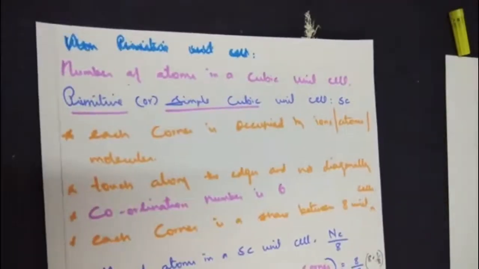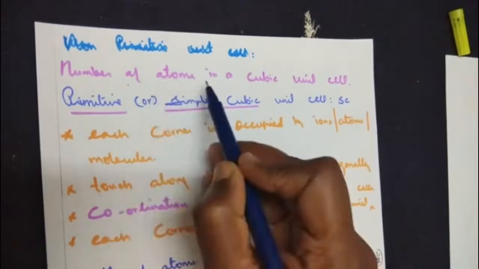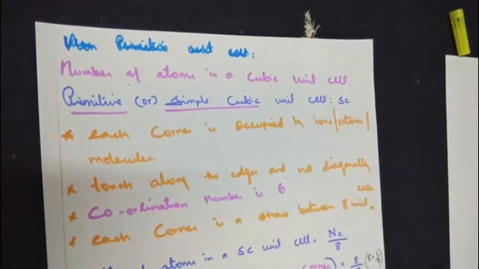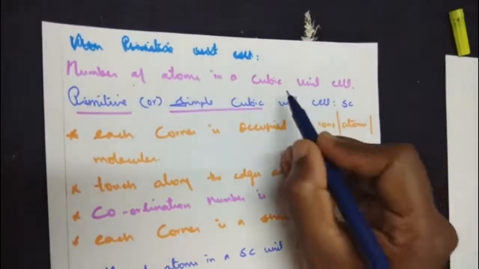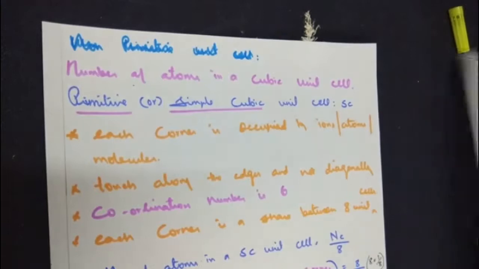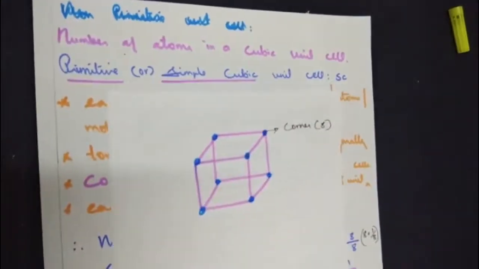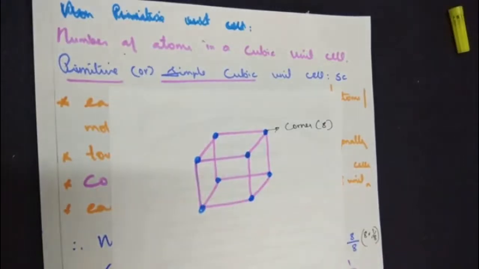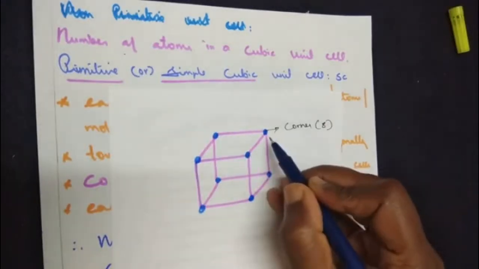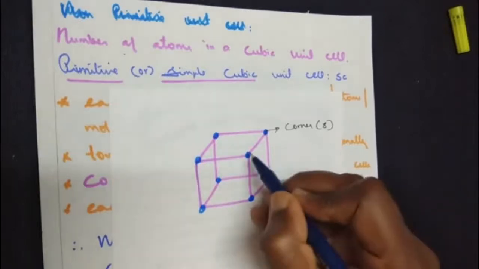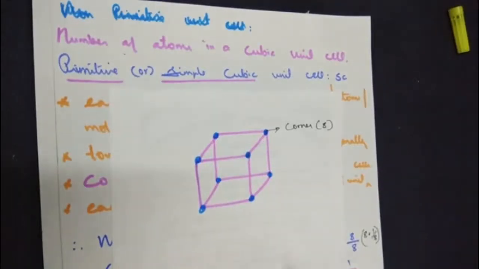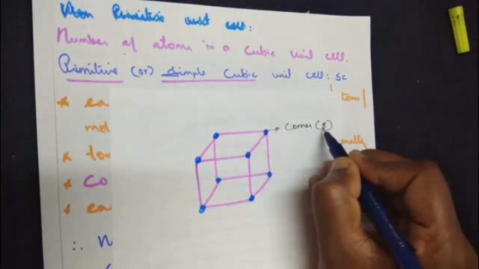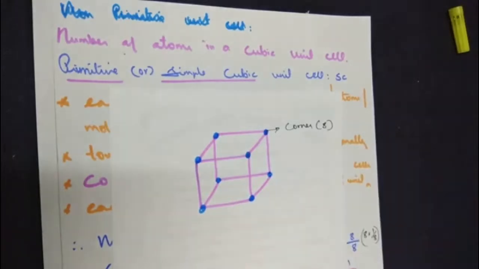So in today's class, we will learn how to calculate the number of atoms in a particular unit of cubic system. Before we move on to that, you need to know some terms involved in a unit cell. Now this is the structure of one unit cell. How many corners does a unit cell have? 8 corners are there, so I have marked them with a blue color dot. Corners are 8.